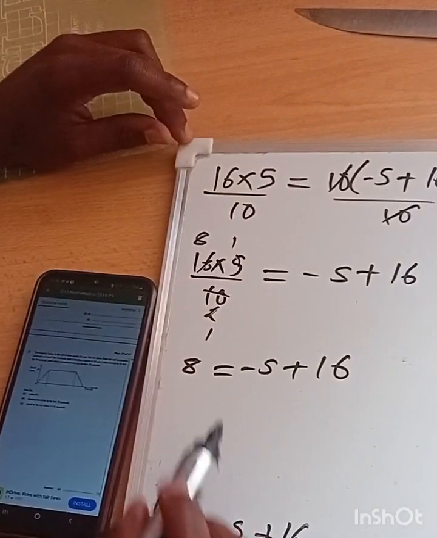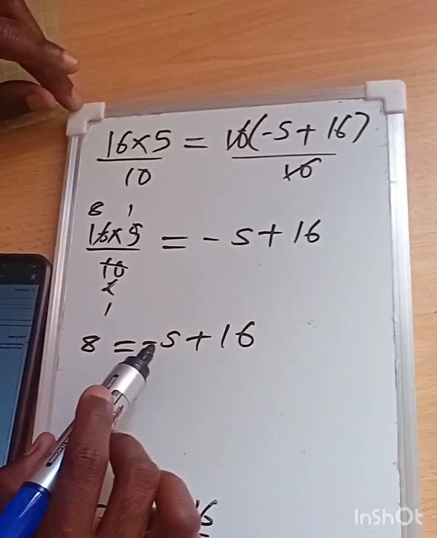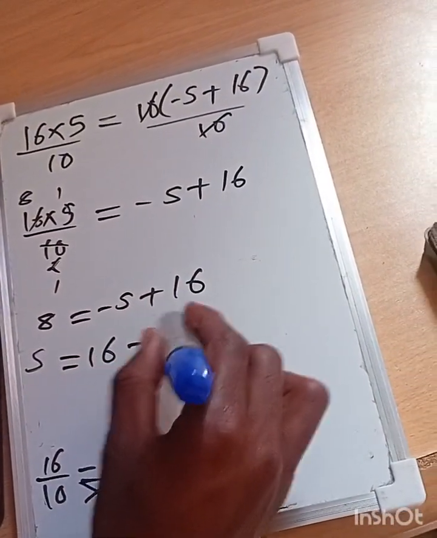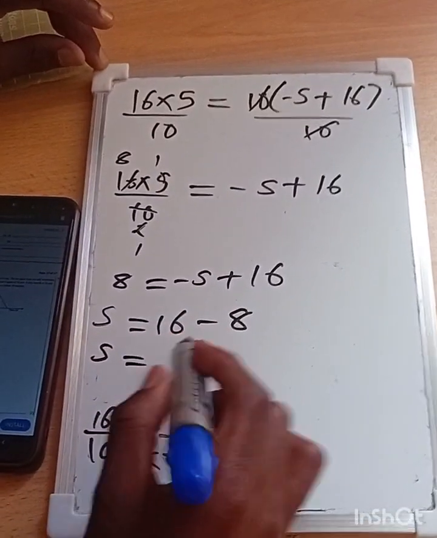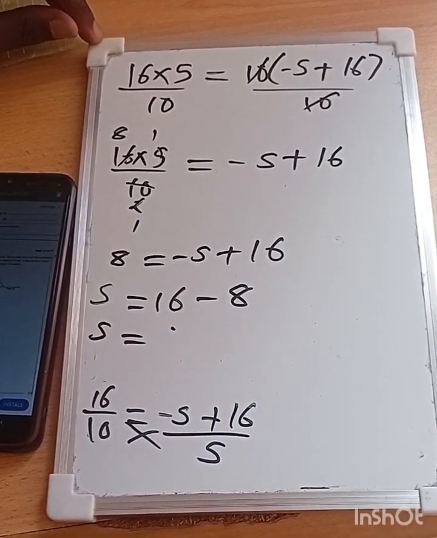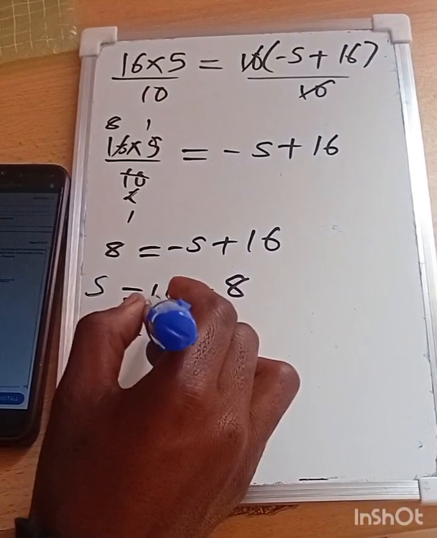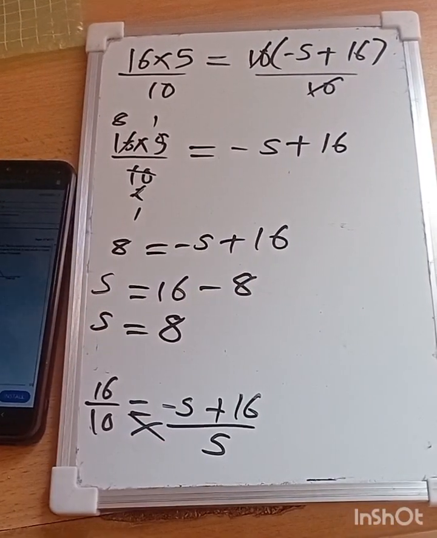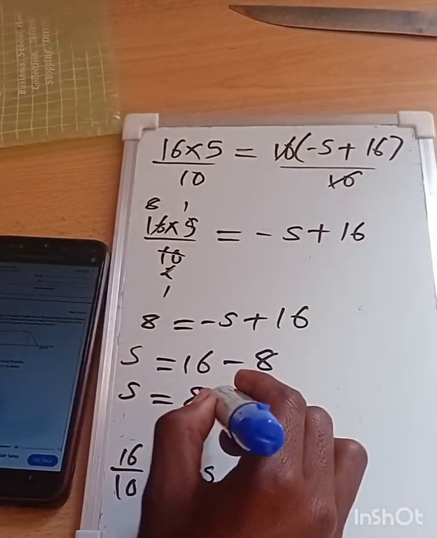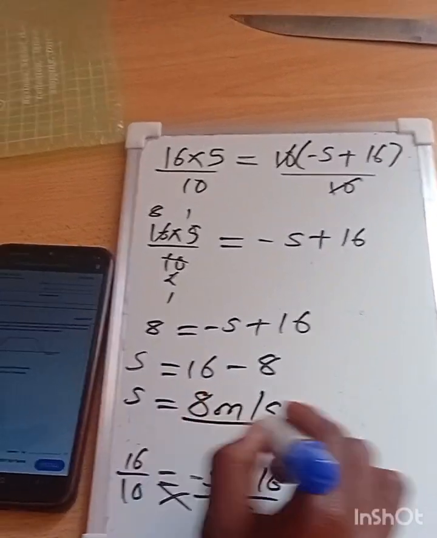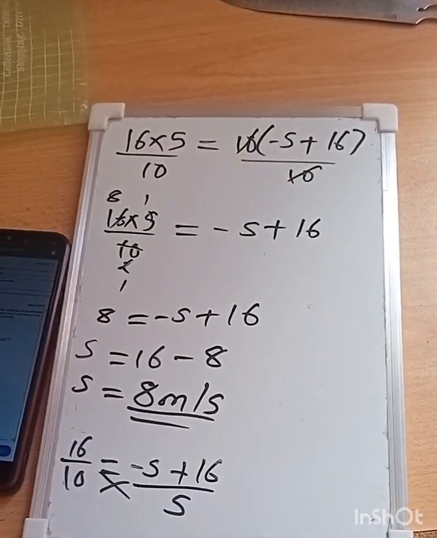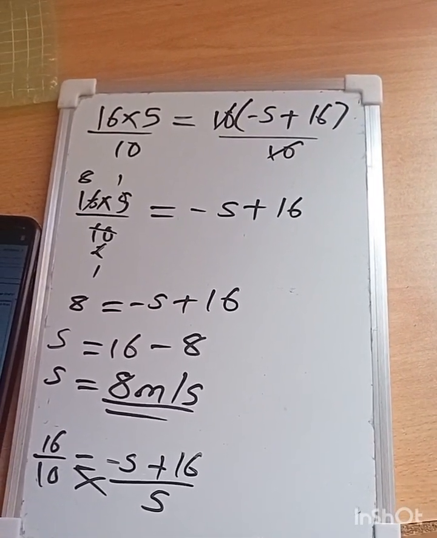We're looking for s, and this s has to be positive, so we take s to this side and the number goes to that side. So s will be 16 minus 8, which is 8. So this 8 is our speed when t was 53. Speed units are meters per second. Don't write squared; that's for acceleration or deceleration. Don't forget the units, very important. So 8 meters per second, and we are done.